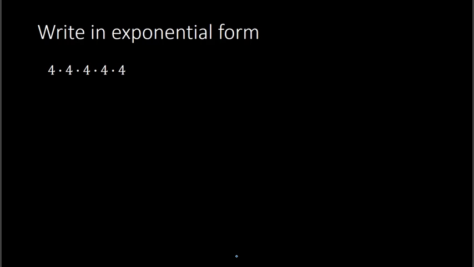Alright, here we have an example where you are told to write in exponential form. So we see that there are 5 4s. So when we write this, we can write this with a base of 4, and then 5 would be your exponent. So this expression right here means we have 5 4s multiplied together. If we had 4 a's multiplied together, we would write this as a to the fourth power, where a is your base and then 4 is your exponent.